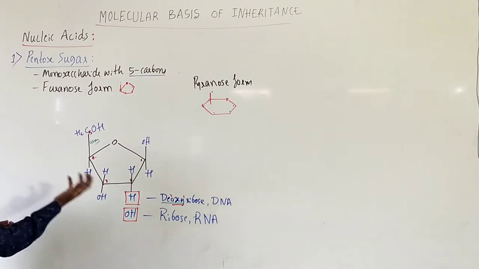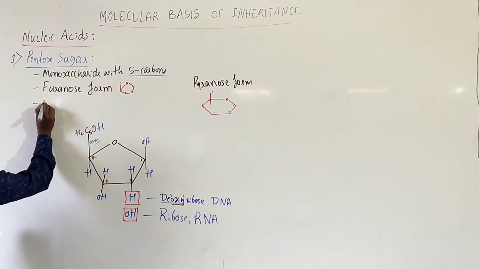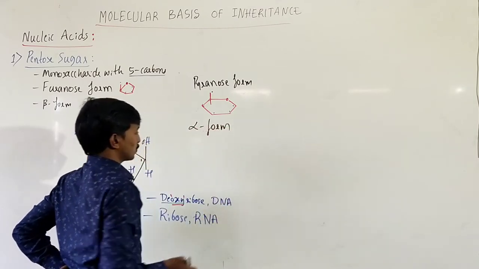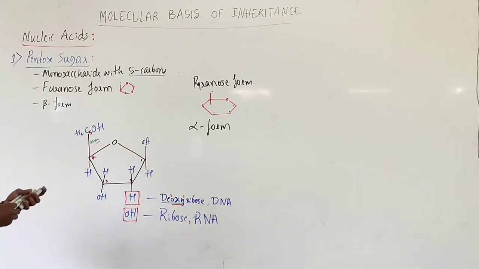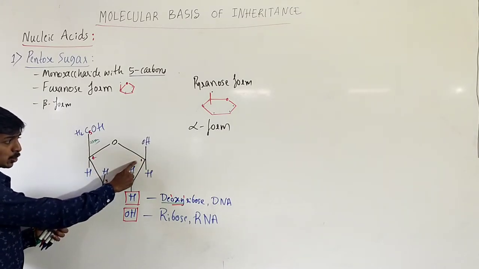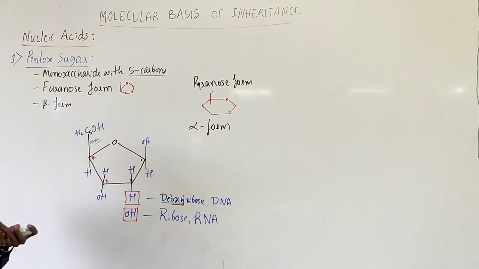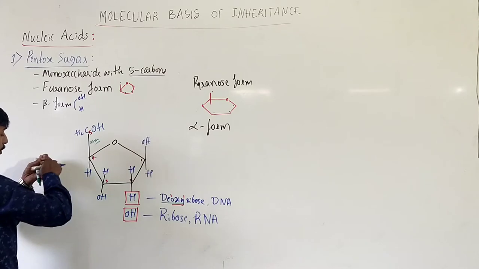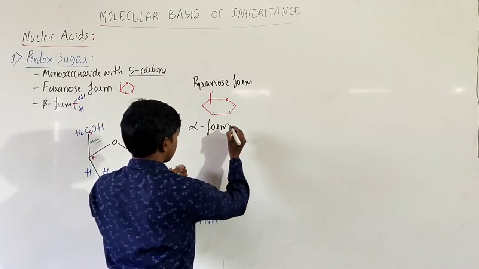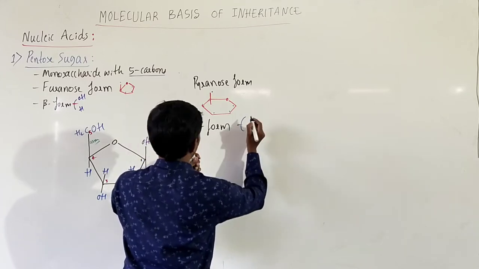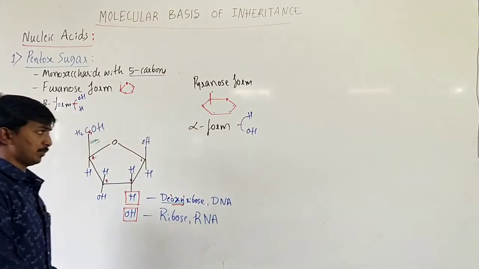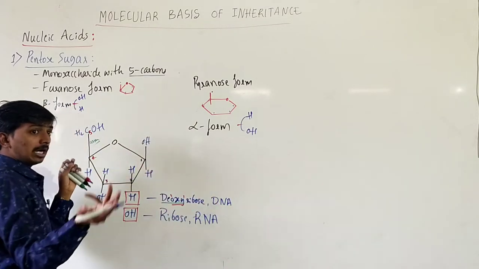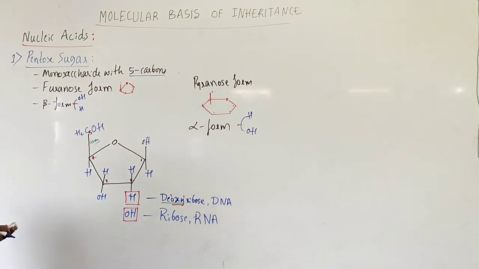Then our pentose sugar is in a beta form. Opposite to that, it is the alpha form. Here beta form means in the first carbon, the OH group is written towards the oxygen. So here we can say it is OH at the top, H at the bottom. But in alpha form, what happens? OH is written at the bottom, H at the top. Get the difference between the beta form in pentose sugar and the alpha form in other sugars, but they are not present in DNA. Okay, so this is how our sugar is there.